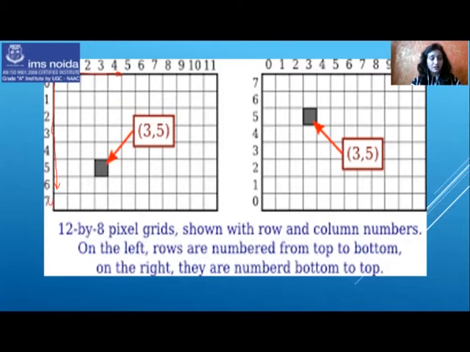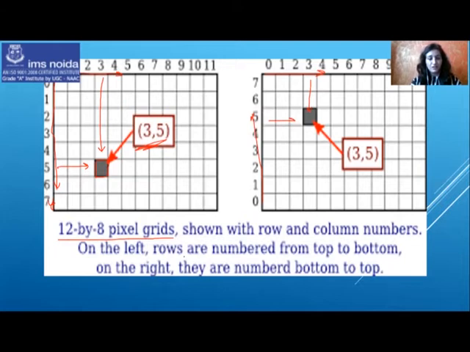So here on the x-axis at position 3, and on the y-axis at this position, it means this pixel value is (3,5), right? The pixel value is (3,5), and this is a 12 cross 8 pixel grid. This grid shows the row and column numbers. This is also a screen where the pixels are drawn in this position and this position, increasing from this area. In this diagram, the x-axis value is 3 and the y-axis value is 5. So this is the pixel value, right?